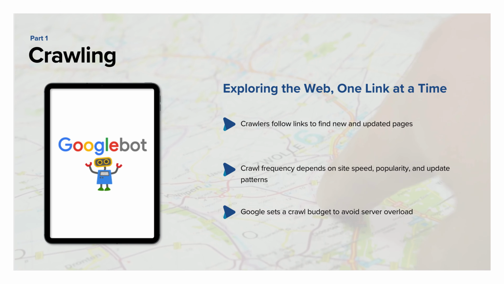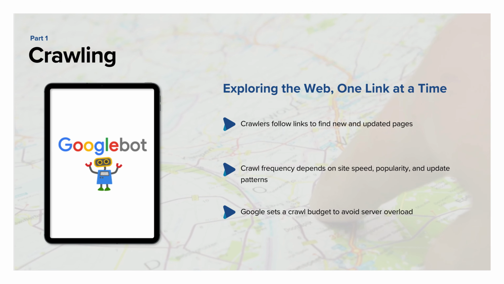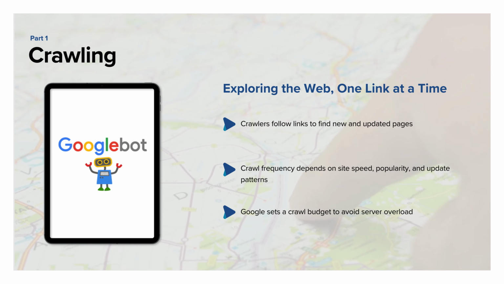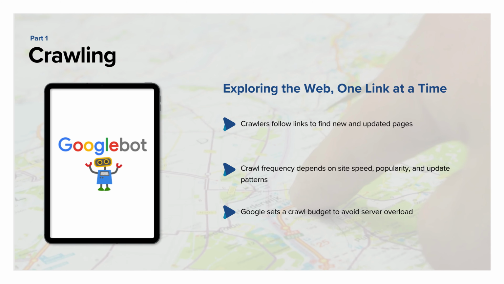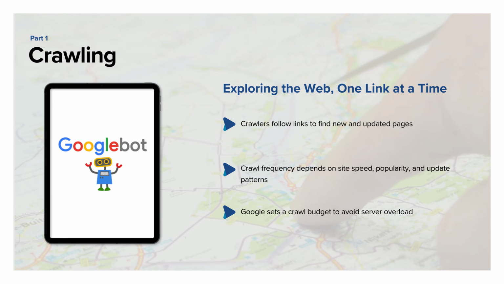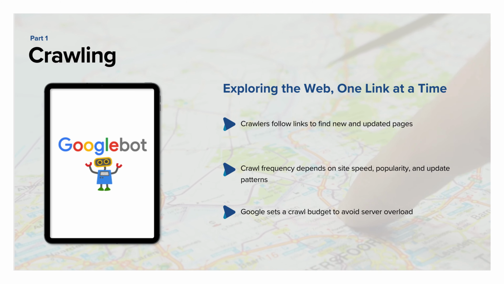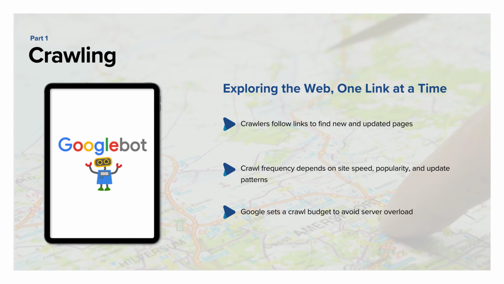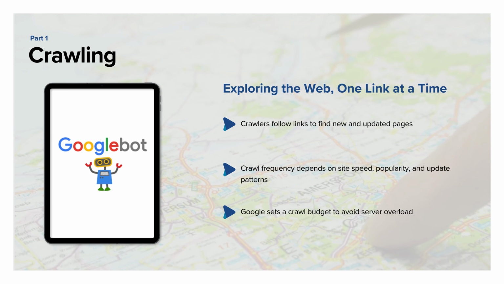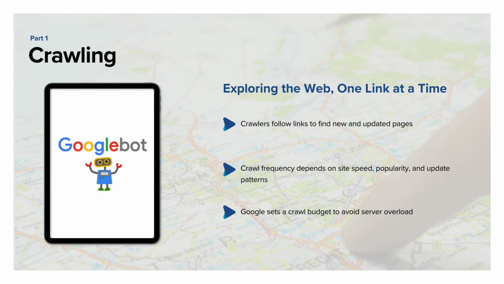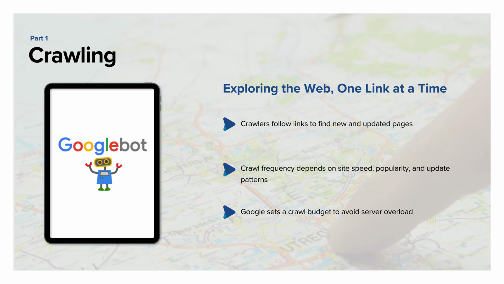Everything begins with crawling. Imagine the internet as a giant living map. Search engines send out bots like Googlebot to explore it. Crawlers start by visiting a set of known URLs and follow links on those pages to discover new ones. They also check for updates for existing content. But what gets crawled and how often isn't random.